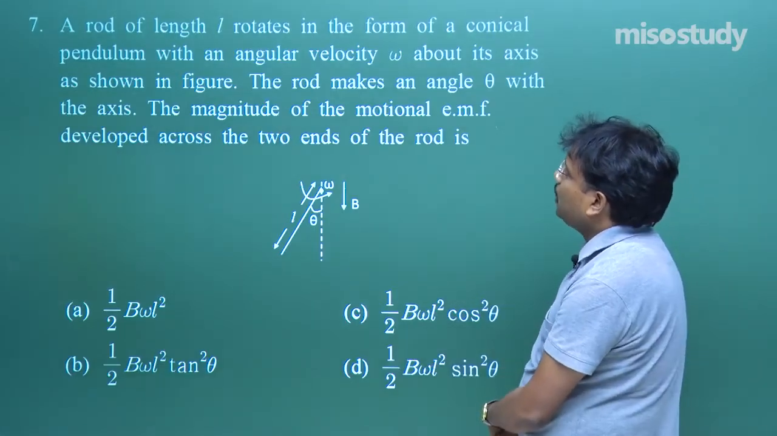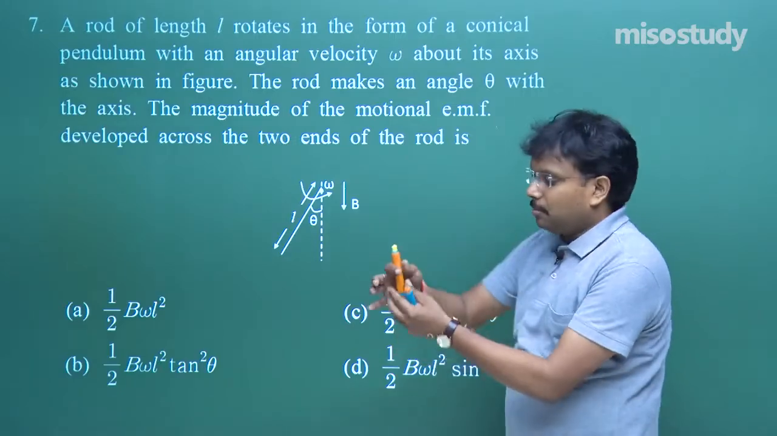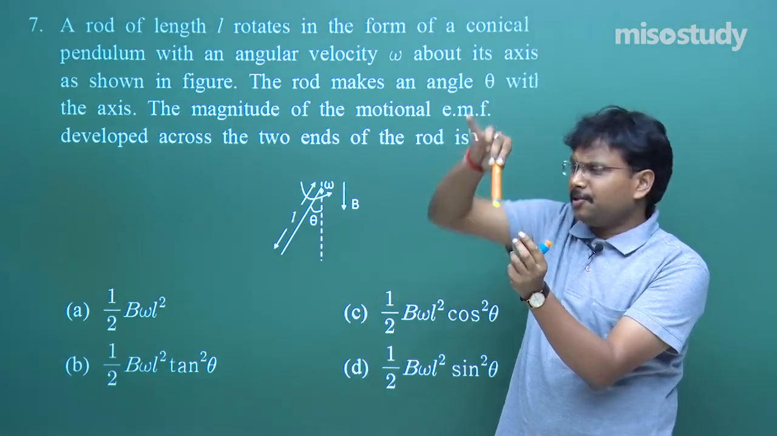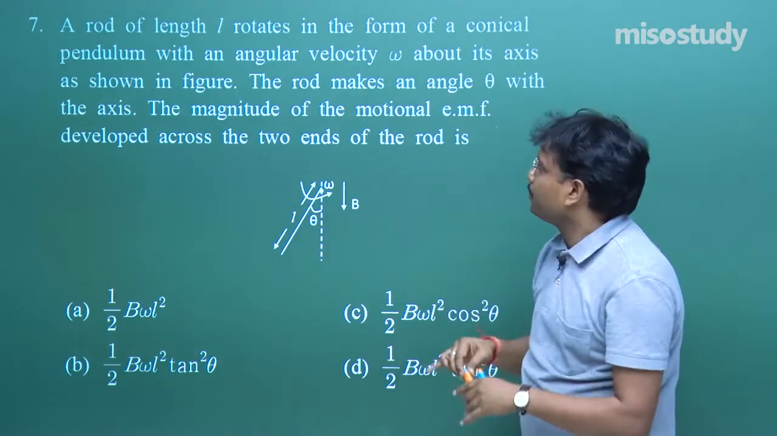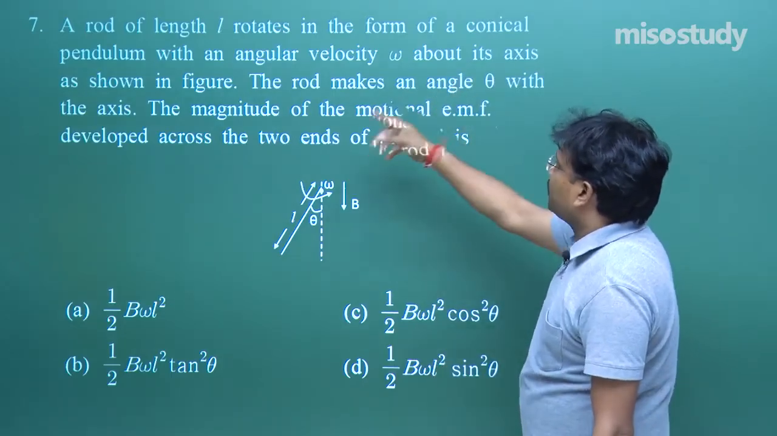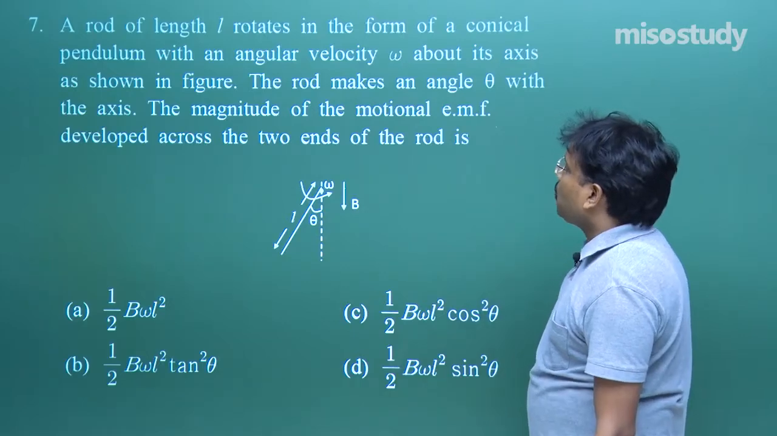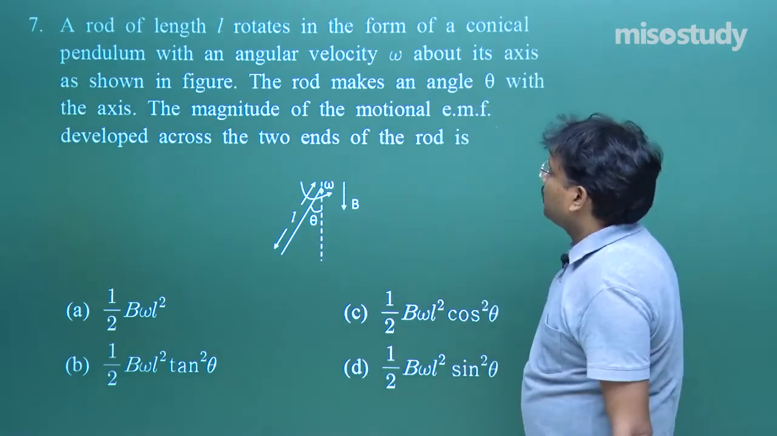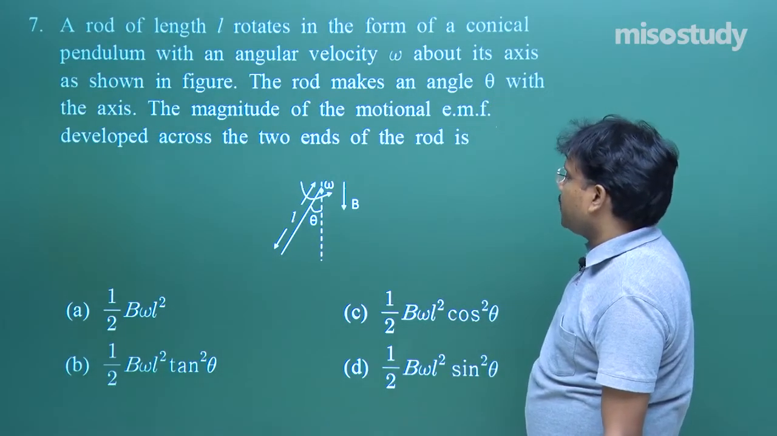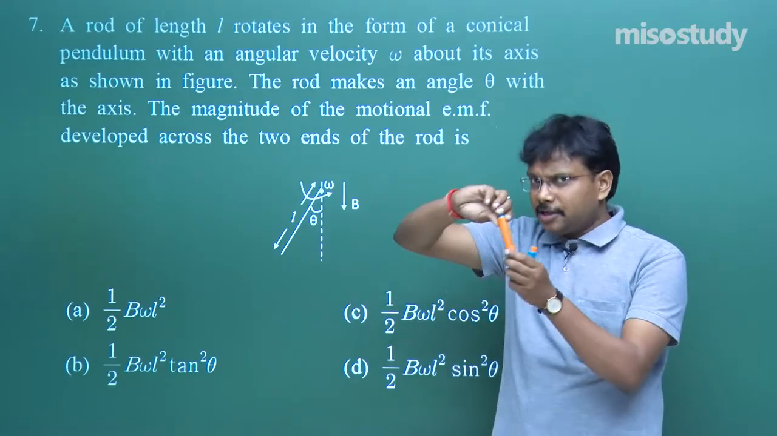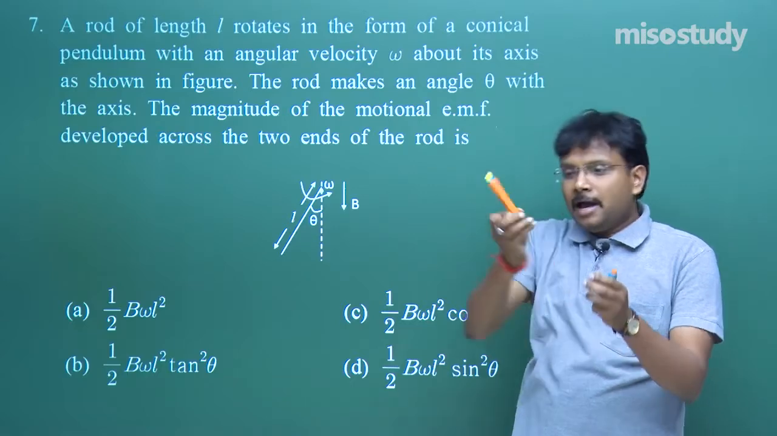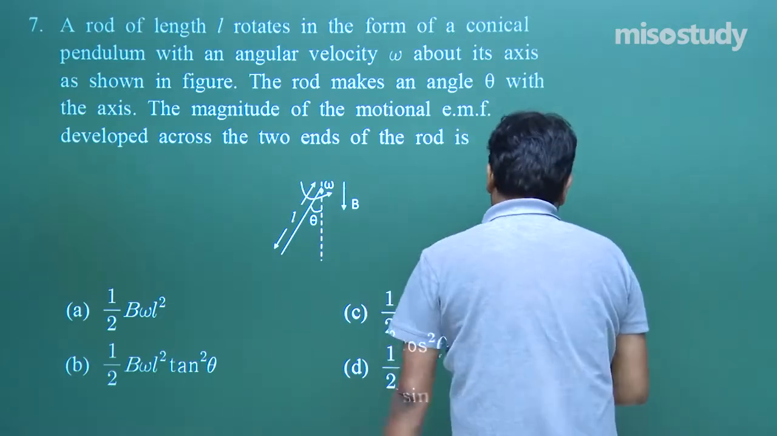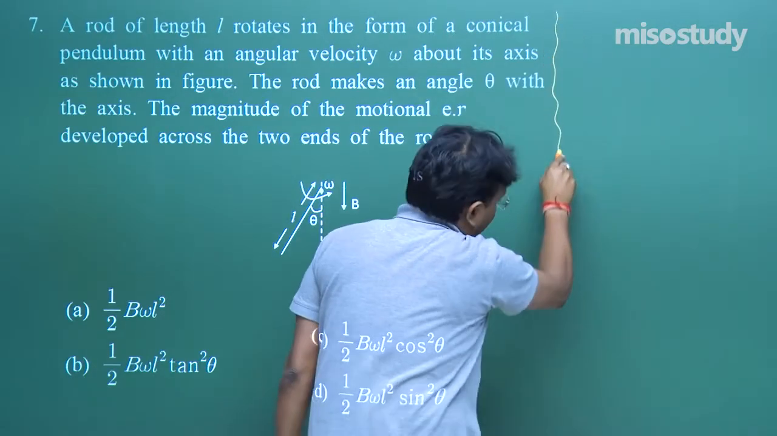A rod of length L rotates in the form of a conical pendulum like this. This is a rod and it is rotating like this. Okay? This is the derivation of this chapter somehow, with angular velocity omega about its axis as shown in this diagram. The rod makes an angle theta with the axis, this theta, this way. The magnitude of the motional EMF developed across the two ends of the rod is how much? Actually, the derivation given in your chapter is like this. Here I am changing the scenario slightly like this.